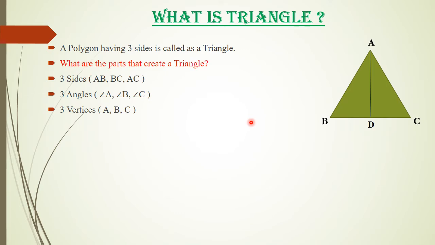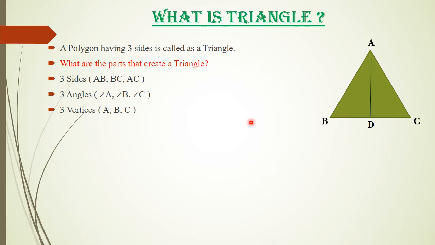Now, we have different types of triangles. If all three sides of a triangle are equal, then that triangle is called an equilateral triangle. If only two sides of a triangle are equal, then that is called an isosceles triangle. Similarly, if the angle between any two sides of a triangle is 90 degrees, then such a triangle is called a right angled triangle. So these are the important terminologies related to triangles.